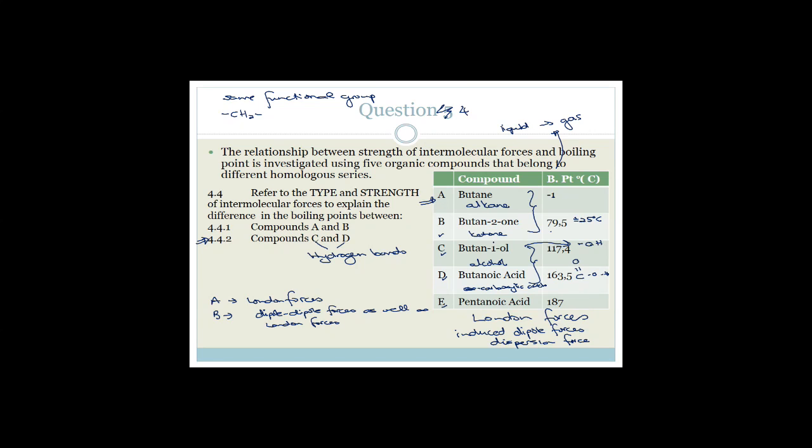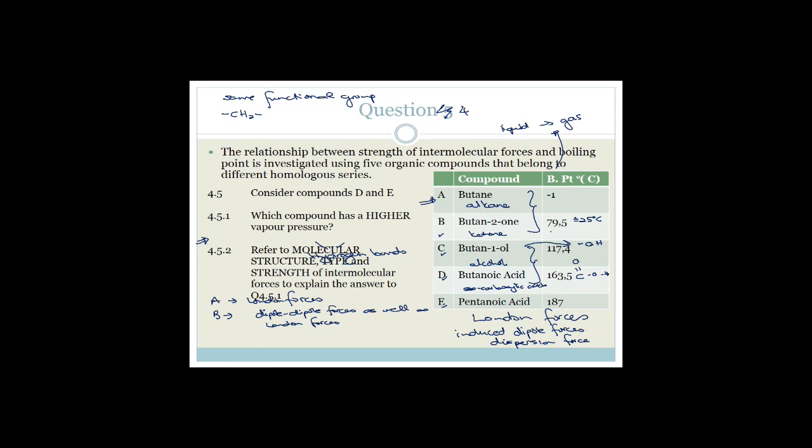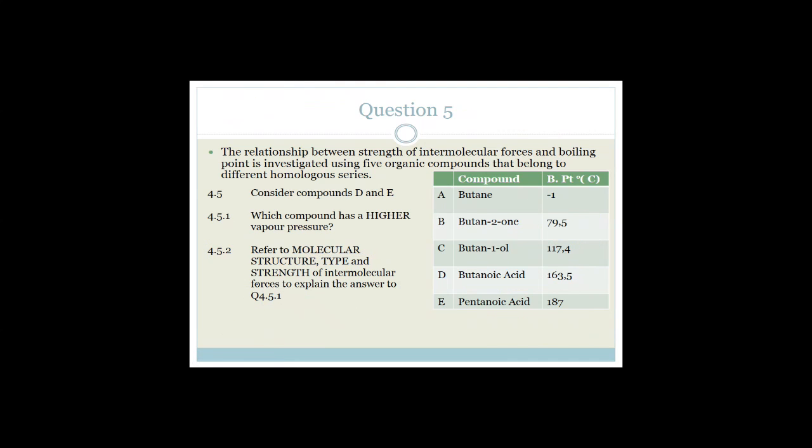Okay, let's just erase all the writing so that we can see what we're doing. Now it says, consider compounds D and E. So these are both carboxylic acids, right? And it says, which compound has a higher vapor pressure?